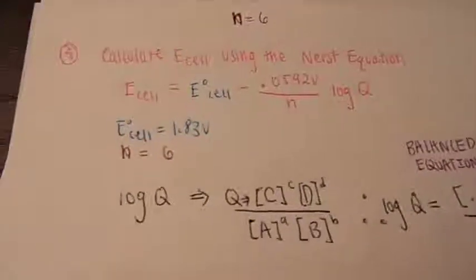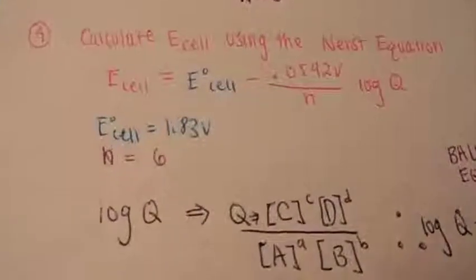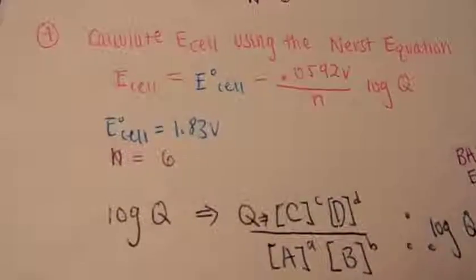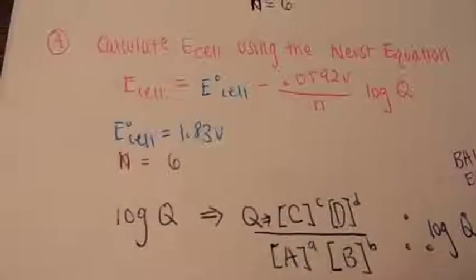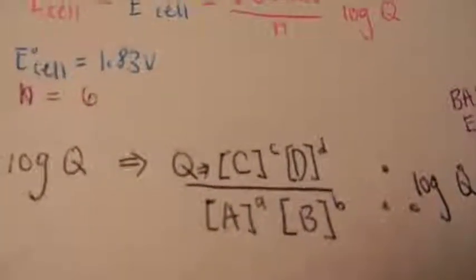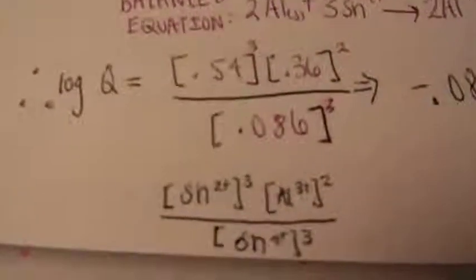Using the Nernst equation, we are able to calculate E cell under non-standard conditions, and we have the value standard E cell 1.83 volts. We have the 6 moles of electrons that were transferred, and now all we have to find is Q. Q can be calculated with the following, and that can be translated with our balanced overall reaction as this.